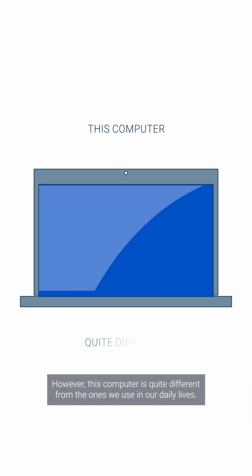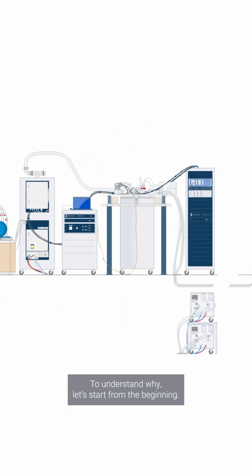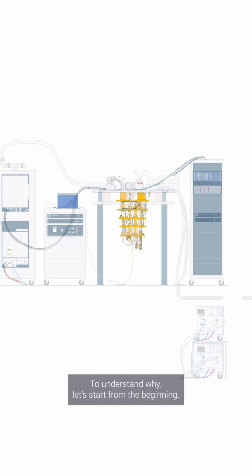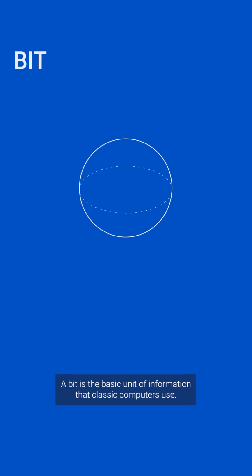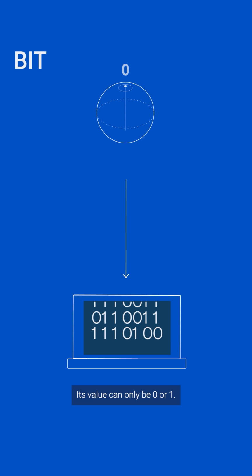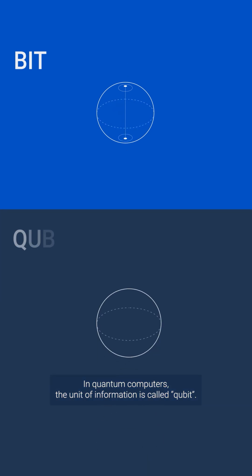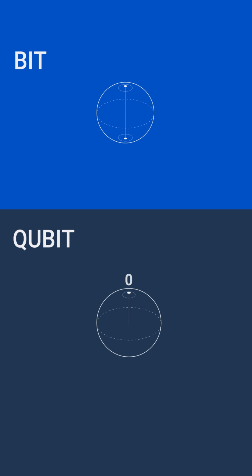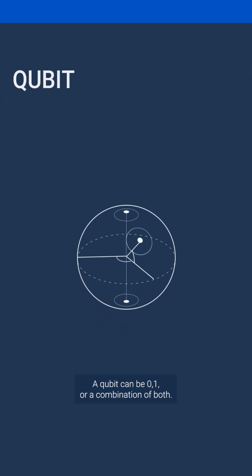However, this computer is quite different from the ones we use in our daily lives. To understand why, let's start from the beginning. A bit is the basic unit of information that classic computers use. Its value can only be 0 or 1. In quantum computers, the unit of information is called a qubit. A qubit can be 0, 1, or a combination of both.